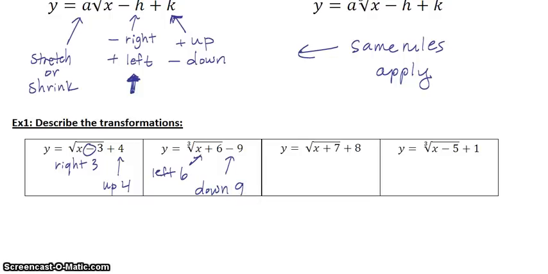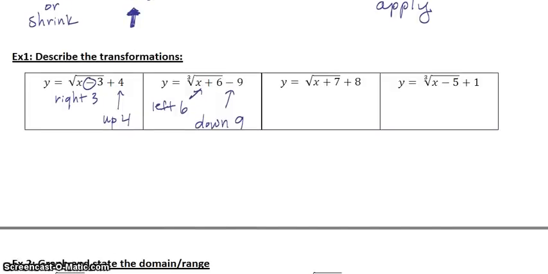Pause really quick and try the next two. Look at your notes as needed. Just see if you can do it. Okay, if you have unpaused, here's what you should have for answers. The third one is left 3, up 8. And the fourth one is right 5, up 1.